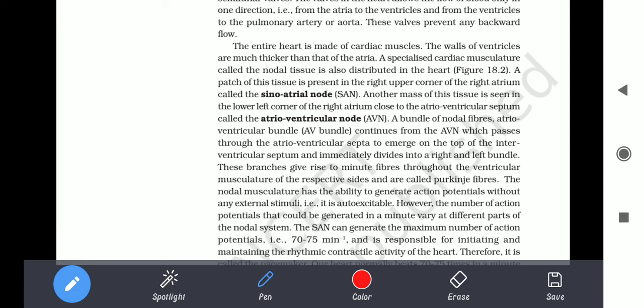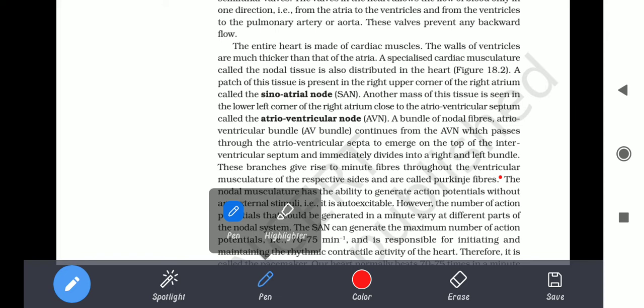Okay, so we have the sinoatrial node and the atrioventricular node. The bundle of nodal fibers, the atrioventricular bundle, continues from the AVN, which passes through our atrioventricular septa to emerge on the top of the interventricular septum, and eventually divides into two bundles, the right and left bundle. These branches give rise to minute fibers through the ventricular musculature on the respective side, and these fibers are called Purkinje fibers.